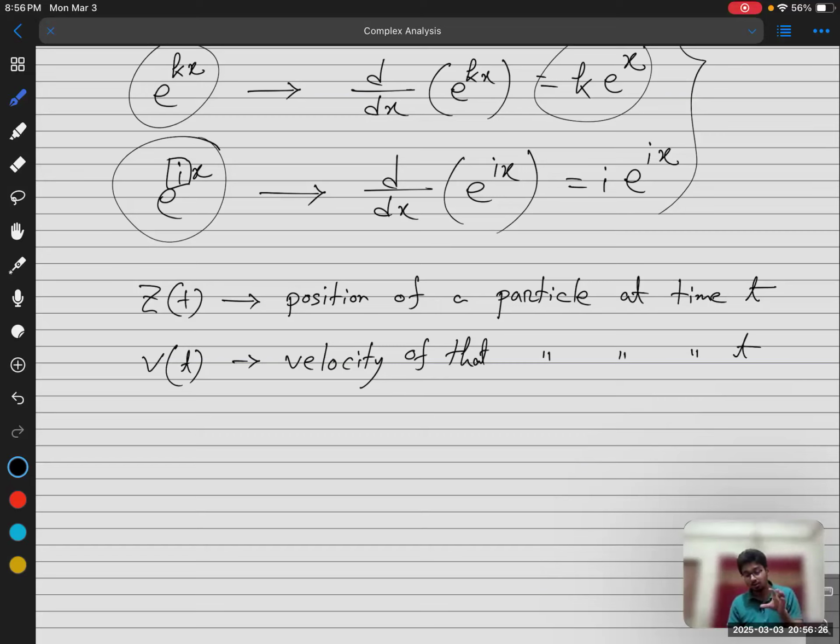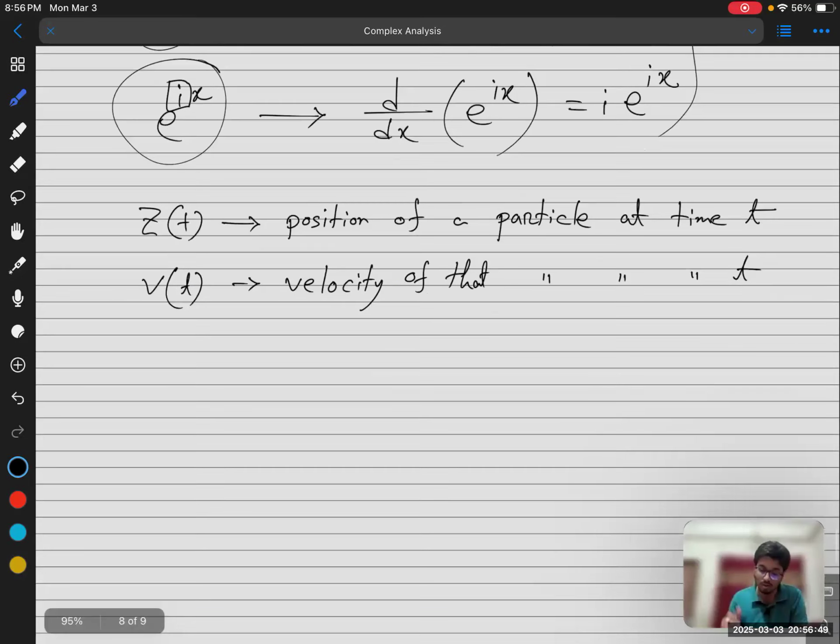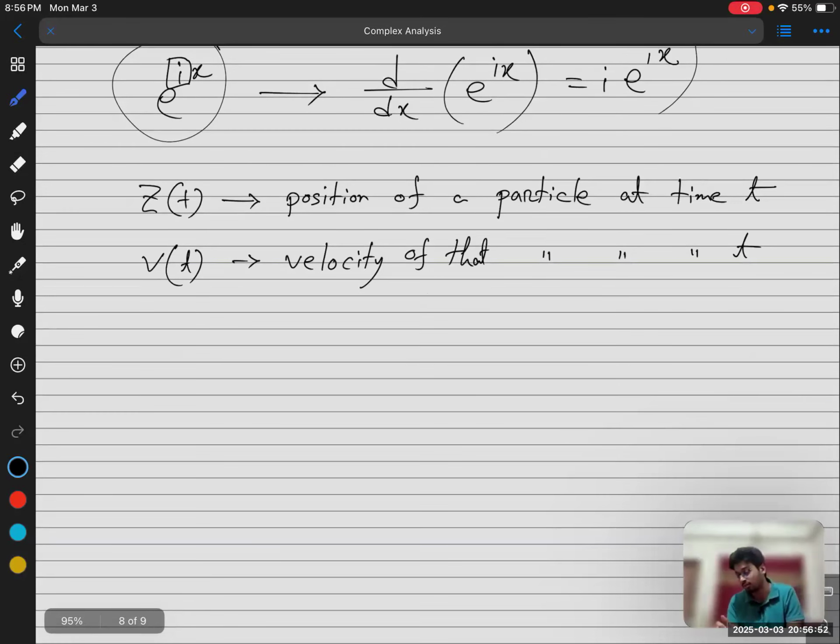So we are just considering two properties here. The first one is z(t), that is representing the position of a particle, and v(t), that is representing the velocity of a particle. So we are considering velocity, so it obviously has some direction here, because speed has no direction, but velocity obviously has a direction. So now using this identity, we are going to prove what that means.